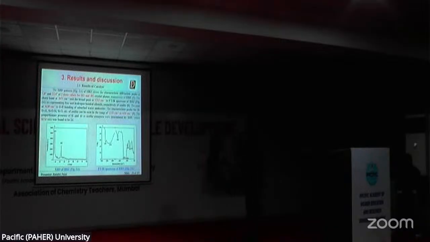In the XRD pattern, we are getting 7.8 degree and 22.4 degree 2 theta values, with 101 and 302 planes, confirming the H-beta zeolite. Another is a sharp band at 3651 centimeter inverse and 3213 for FTIR.